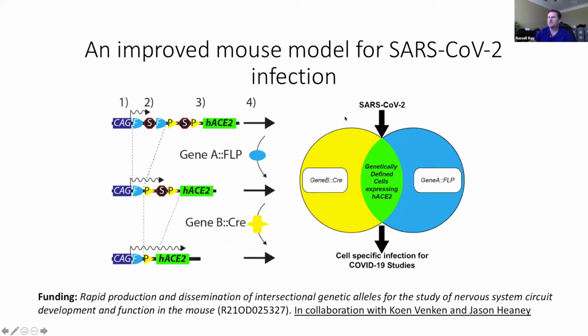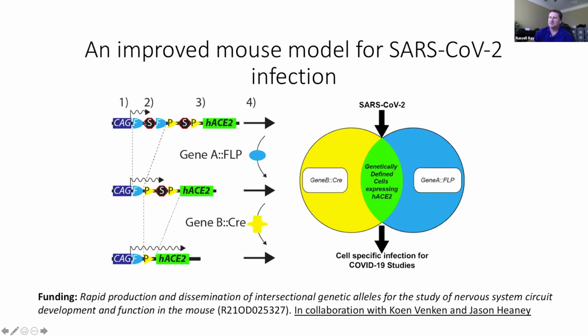So in order to do that, we're developing these new models based on our circuit mapping approach in collaboration with Koen Venken, I think, who's here in the symposium, and Jason Heaney at Baylor College of Medicine. And the bottom line here is that we engineer synthetic genetic programs into the mouse where we have a ubiquitously expressed promoter whose activity is blocked by these 2 transcriptional stop cassettes. So this is embedded into the mouse chromosome.